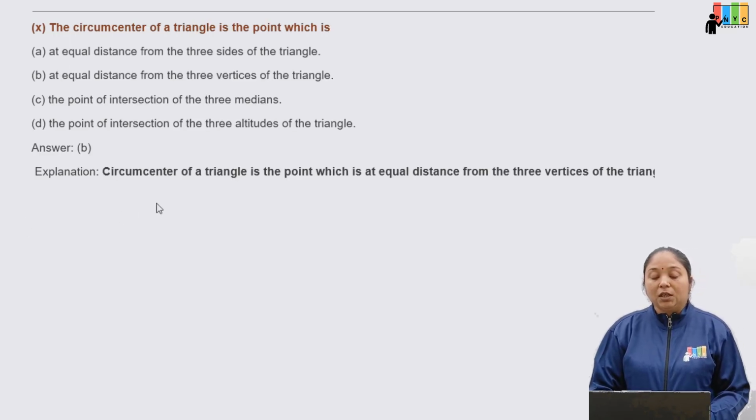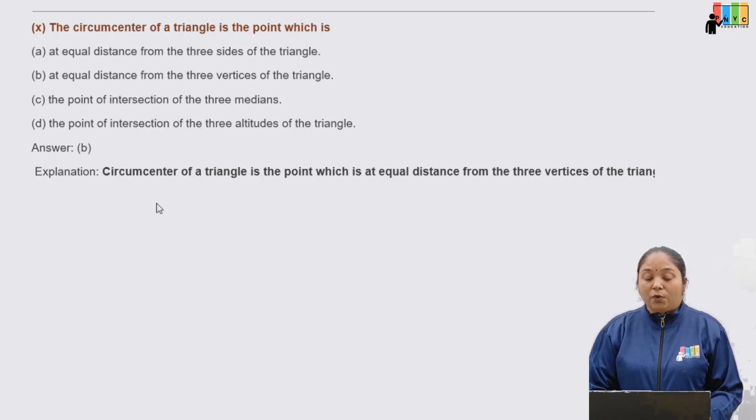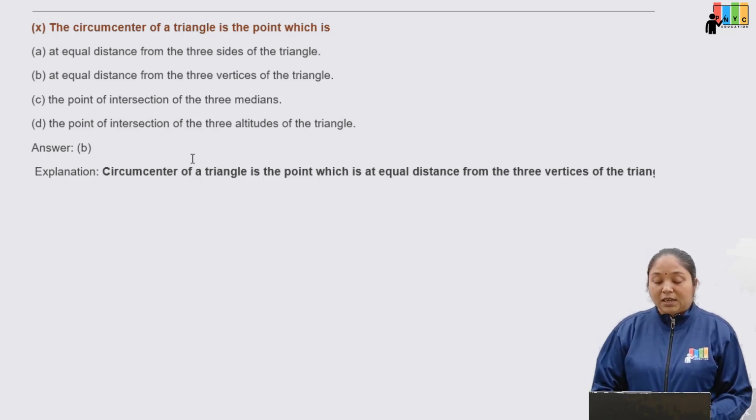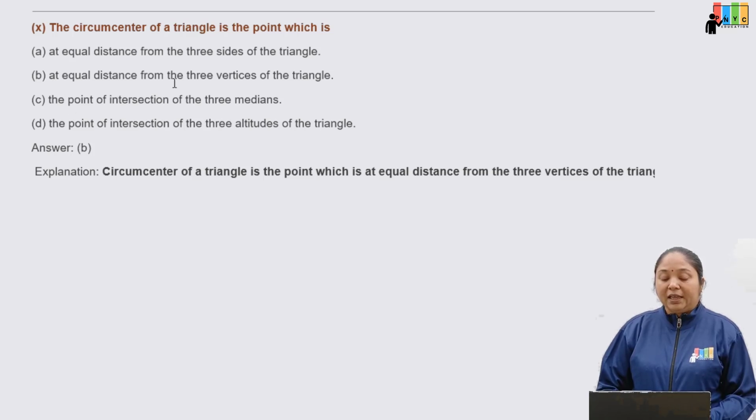10th question. The circumcenter of a triangle is the point which is. Now options are given. So what is circumcenter? Circumcenter of a triangle is a point which is at an equal distance from the three vertices of the triangle. You know that. So the correct option will be option number B, at an equal distance from the three vertices of a triangle.